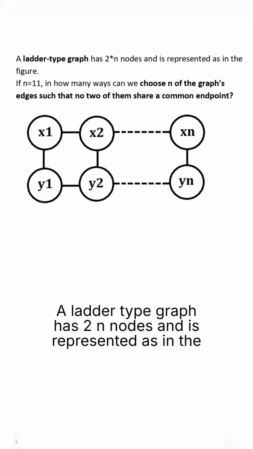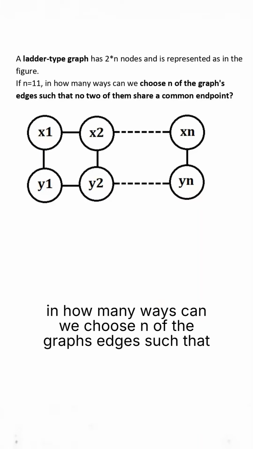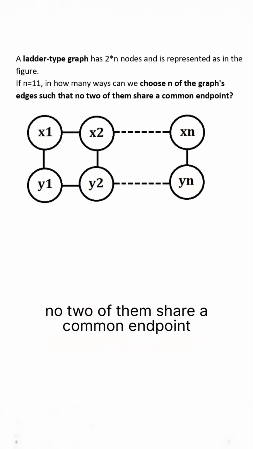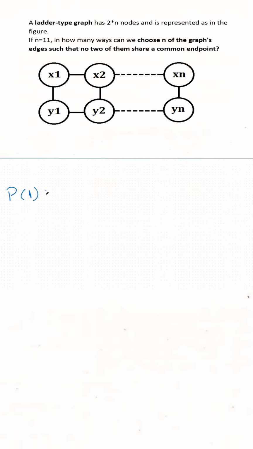A ladder-type graph has two n nodes and is represented as in the figure. If n equals 11, in how many ways can we choose n of the graph's edges such that no two of them share a common endpoint? Solving it for n equals 11, quite the number, huh?